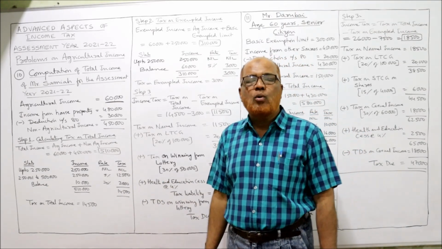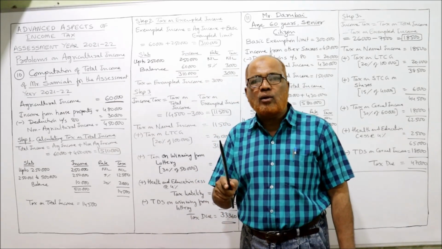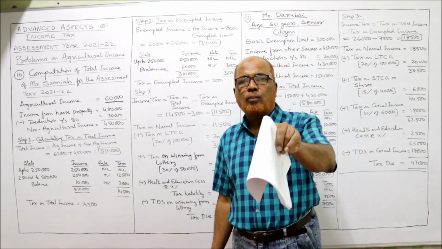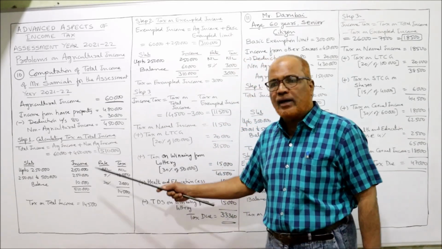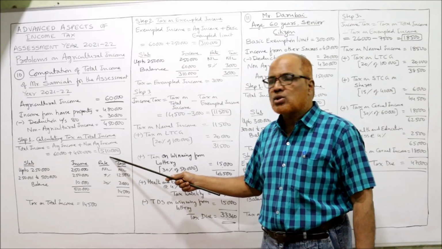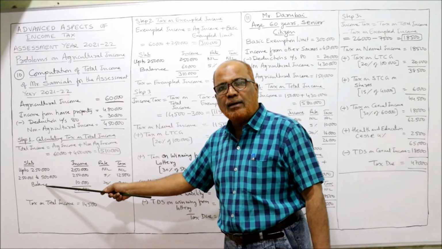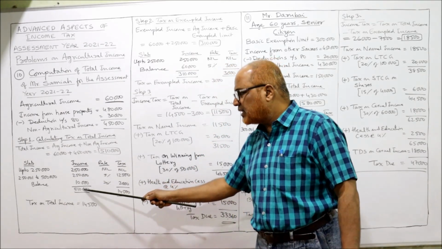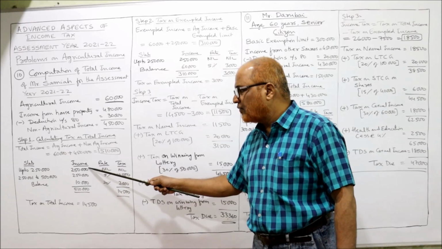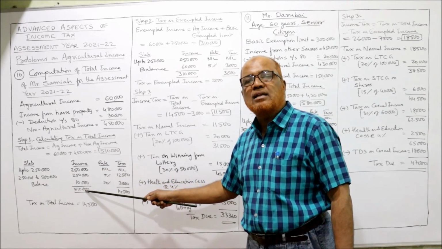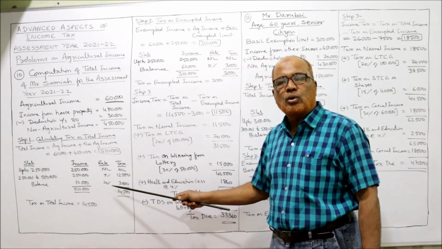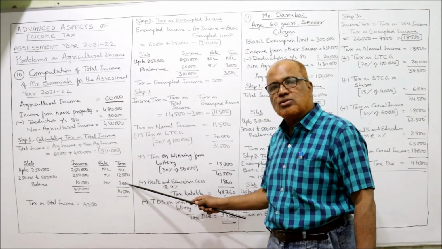Now the next slab, the third slab, goes from 5 lakh 1 rupee to 10 lakh. But is our income going up to 10 lakh? No. Our income is only 5 lakh 10,000. So I am taking the balance. From 5 lakh 10,000 deduct the 2 slabs, minus 2,50,000 minus 2,50,000. The balancing figure is 10,000. On this 10,000, 20%. So 20% of 10,000 is 2,000.